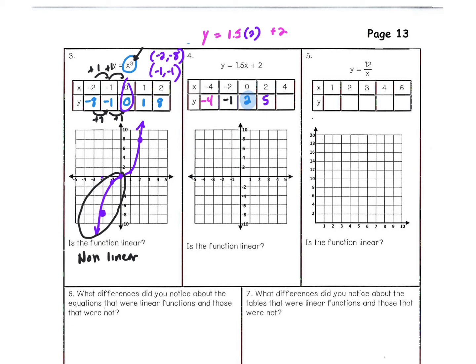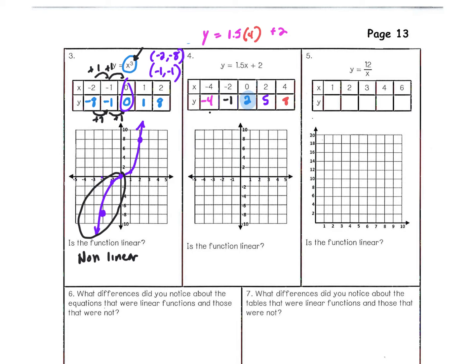And then last but not least, we're going to go ahead and replace this x value with our last number, which is 4. 1.5 times 4 would be 6, plus 2 more would be 8. So now let's check to see if we have a pattern or a constant of proportionality.